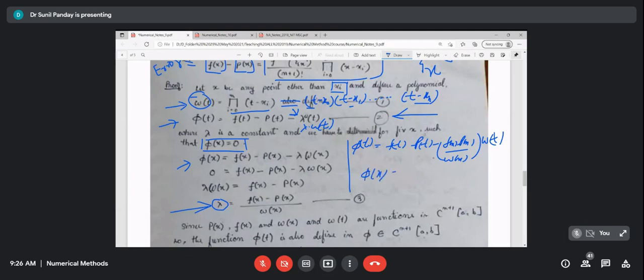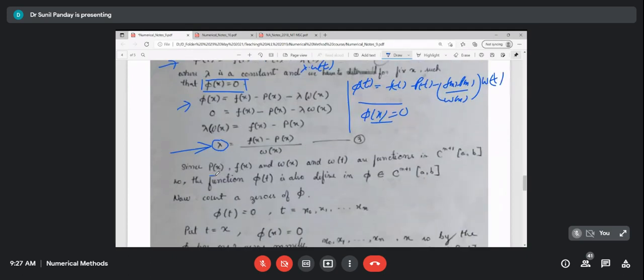So now I have a polynomial phi(t) that is zero at x. If I substitute t equal to x here, W(x) will cancel W(x), f(x) will cancel f(x), and p(x) will cancel p(x), because when you calculate phi(x) you have to substitute t equal to x. So phi(x) is 0, and this polynomial phi(t) has at least one zero, which is x.